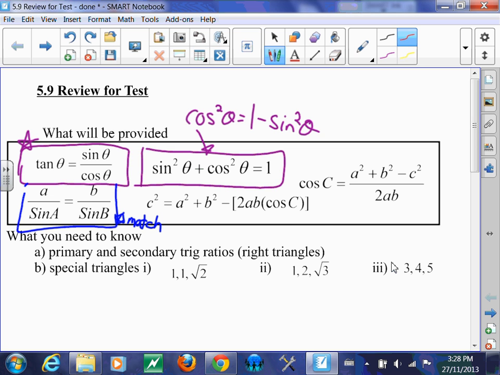And the other two, ladies and gentlemen, are your cosine law formulas. And this one is if you're given the side, angle, side, and need to find the other side. And this case is where you're given side, side, side, and you need to find an angle.